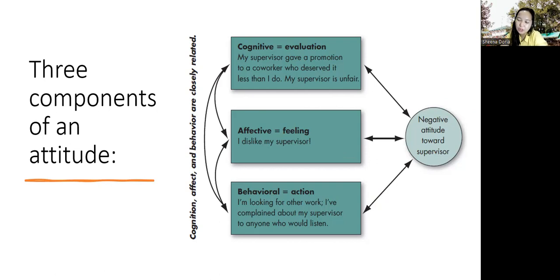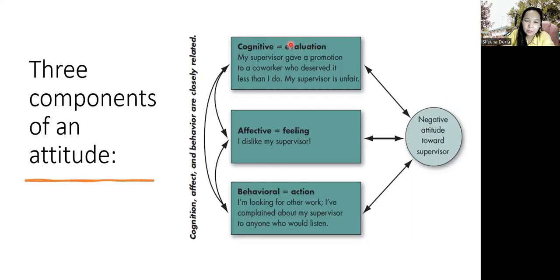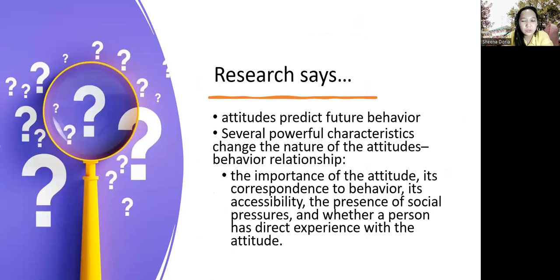Viewing attitudes in this way helps us understand their complexity and the potential relationship between attitudes and behavior. Ayan. So, research says that attitudes predict future behavior. Just like this one. Dahil nga meron kang feeling, or opinion or belief rather, you act in a certain way because of those. So, attitude predicts future behaviors. Several powerful characteristics change the nature of the attitude-behavior relationship: the importance of the attitude, its correspondence to behavior, its accessibility, the presence of social pressures, and whether a person has direct experience with that attitude. So, important attitudes reflect our fundamental values, self-interest, or identification with individuals or groups we value. So these attitudes tend to show a strong relationship to our behavior.